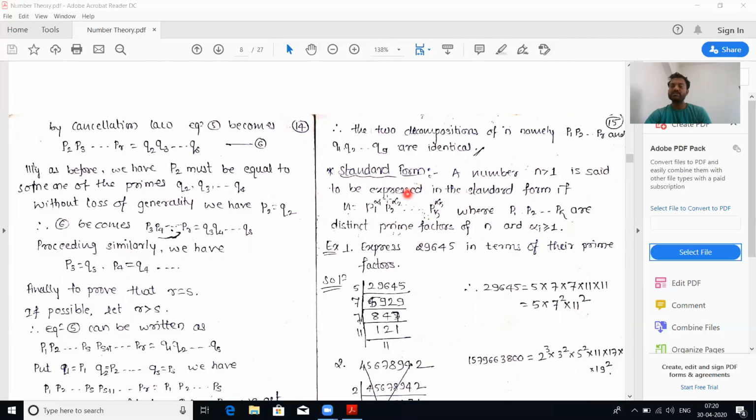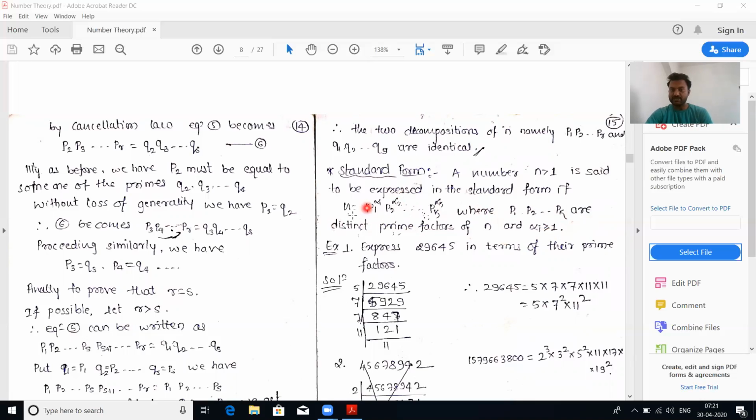The prime numbers may be repeated. Now, what we have to do? The repeated primes we have to write in the form of power, so that n equals p1 raised to alpha 1, p2 raised to alpha 2, and so on up to pk raised to alpha k, where p1, p2, up to pk are distinct prime factors of n, and alpha i is greater than or equal to 1.